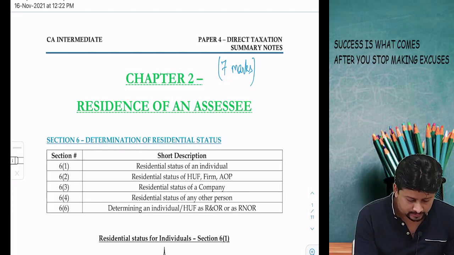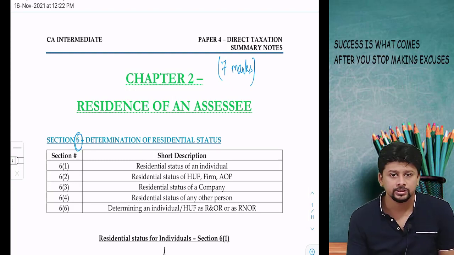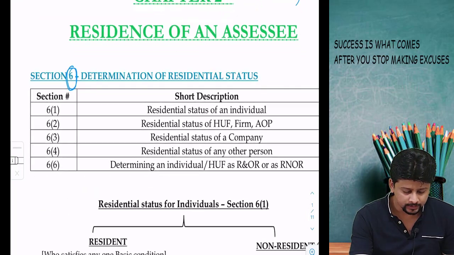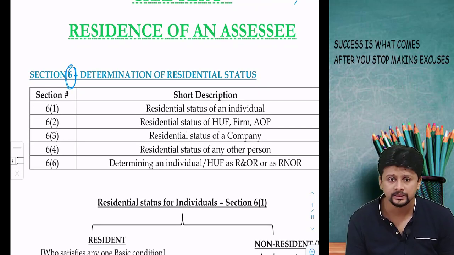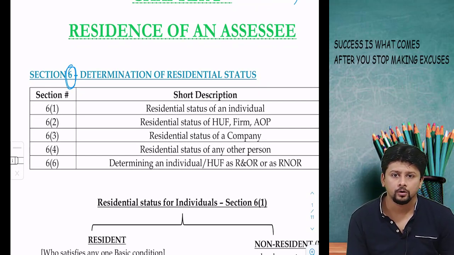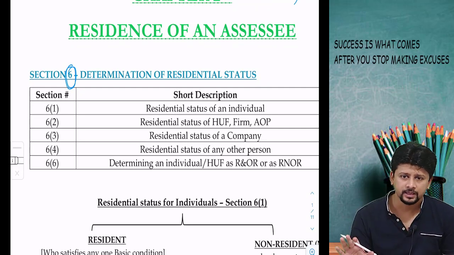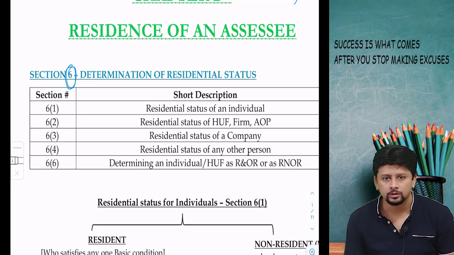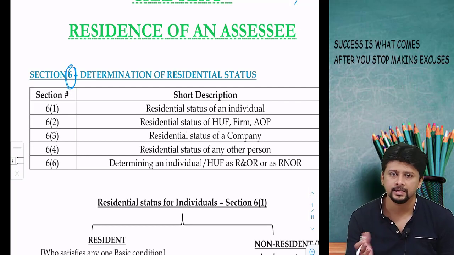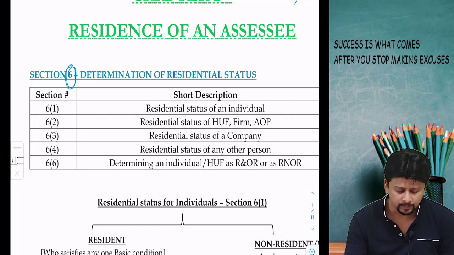Section number 6 is what determines the residential status. 6.1 से लेके 6.4, and clause number 6 tells you about ordinarily resident, not ordinarily resident. If you can remember these section numbers, great. If not, no problem. At least just remember कि section number 6 talks about residential status. 6.1 याद रख लो, that is also enough. The procedure is very simple.